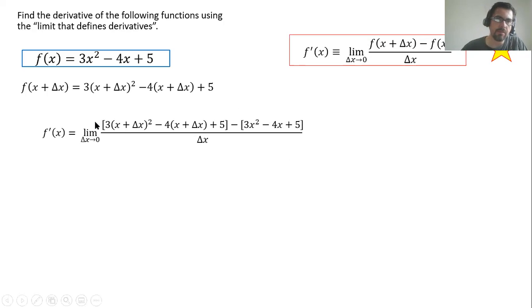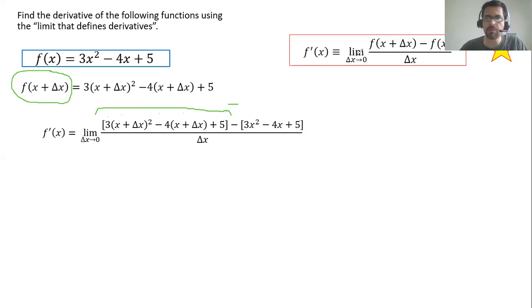Then we have the limit as delta x approaches 0 of, and let me explain little by little. The first part here is f at x plus delta x. You can see it's just 3 times (x plus delta x) squared minus 4 times (x plus delta x) plus 5. Then we have a subtraction.